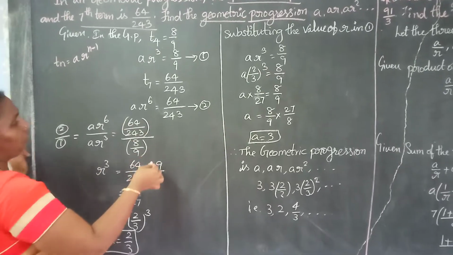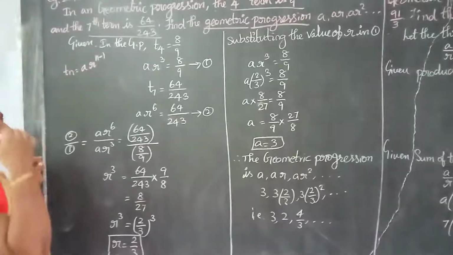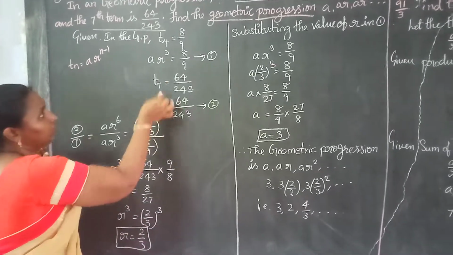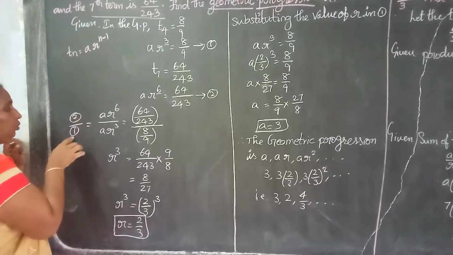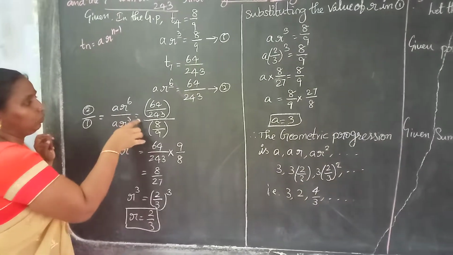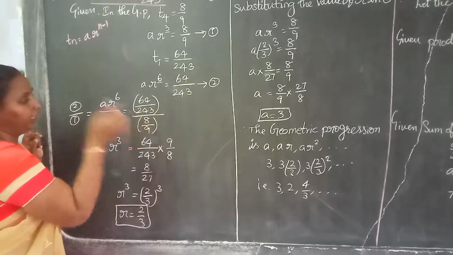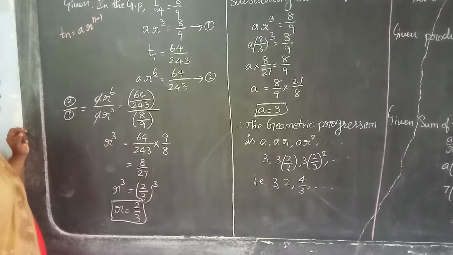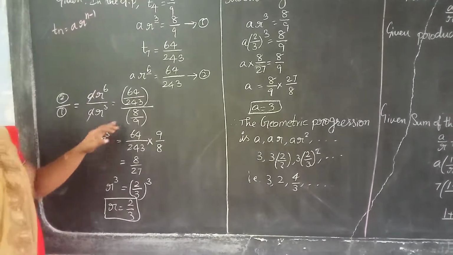Now, as I already told you in the earlier sum, whichever R power is greater, that only we have to take in the numerator. So here 6, here 3. So I have to take equation 2 in the numerator. So 2 divided by 1 we are going to do. You will get AR power 6 by AR cube equal to 64 by 243 whole divided by 8 by 9. Here A and A will get cancelled. R power 6 minus 3 will get R cube.